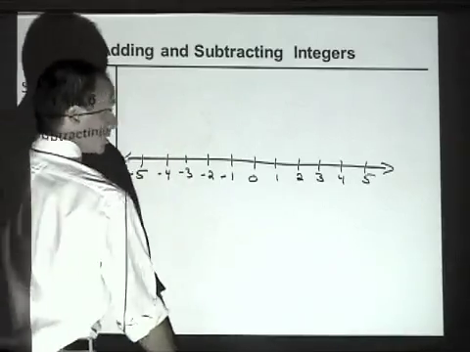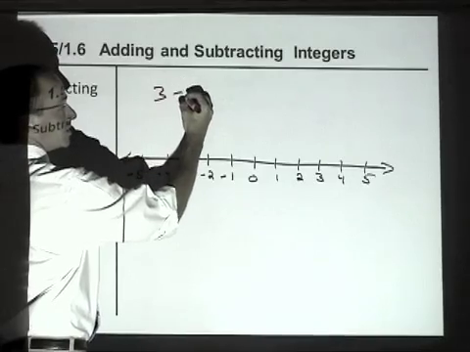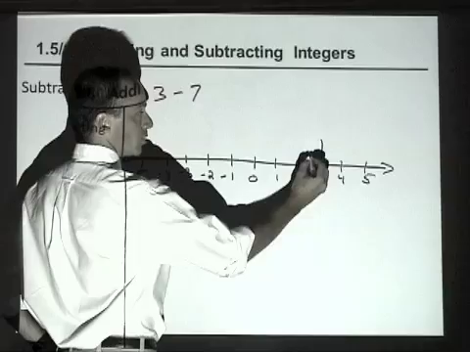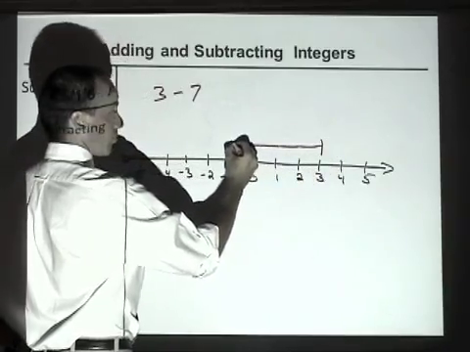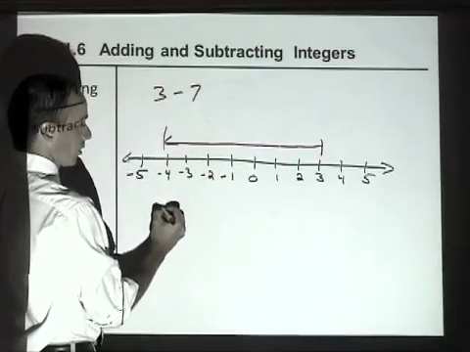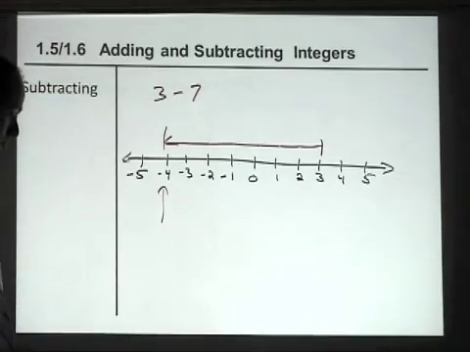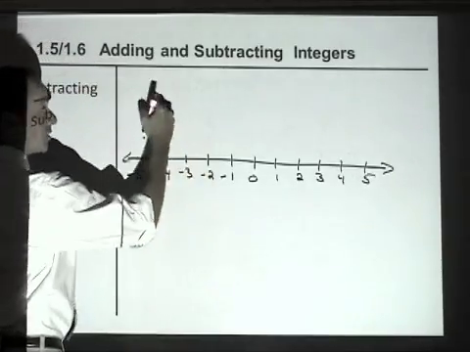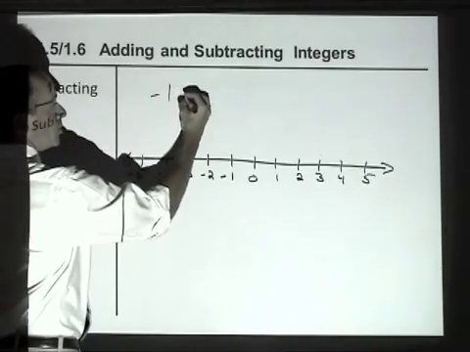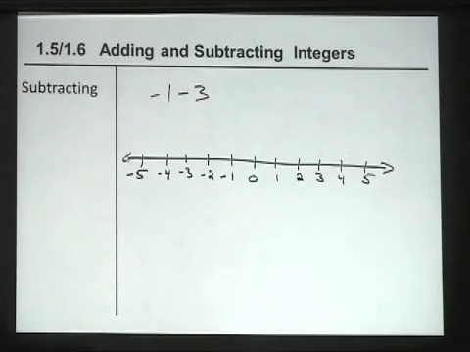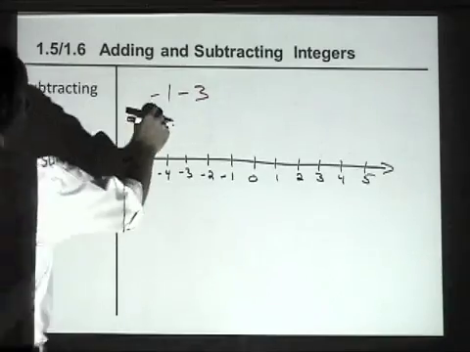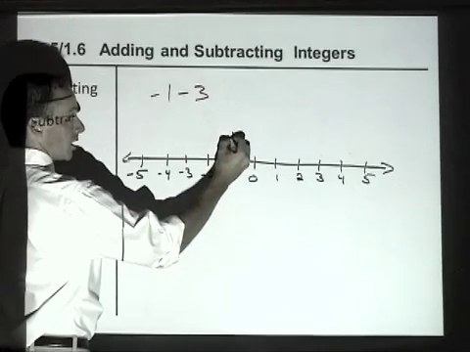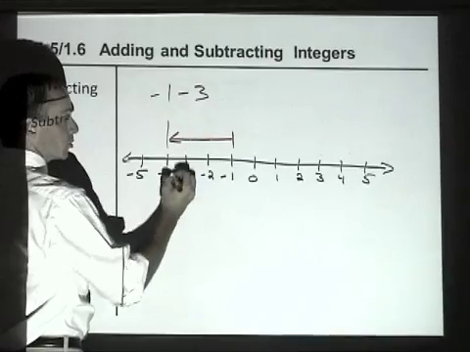Let's try something a little bit more challenging. What about 3 minus 7? Well, I would start at 3, and I would go 7 spots this way. 1, 2, 3, 4, 5, 6, 7, until I got to negative 4. And negative 4 would be my answer to this problem. Now let's try it with a negative number at first. What about negative 1 minus 3? Go ahead and try that. Negative 1 minus 3 would involve starting at negative 1 and then moving 3 spots to the left. 1, 2, 3. And my answer would be, again, negative 4.